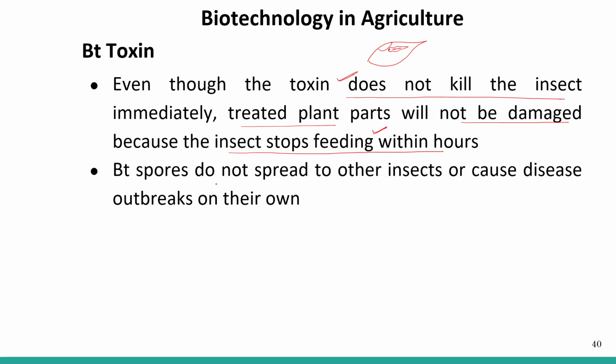So the Bt spores do not spread to other insects or cause disease outbreaks on their own. Only the worm that eats the cotton plant leaf gets infected. Others do not get infected, okay? Only the worm that eats the leaf of the cotton gets infected.